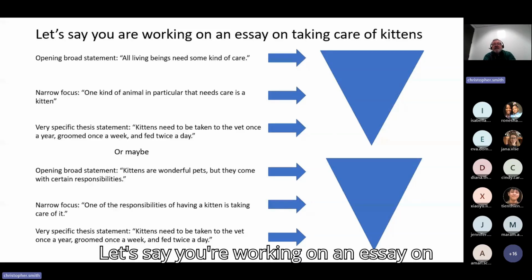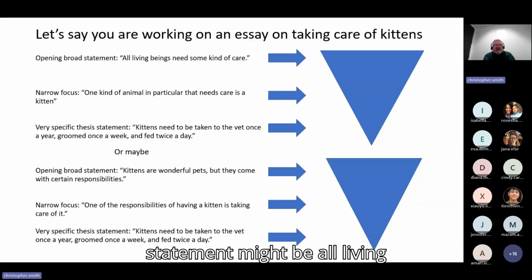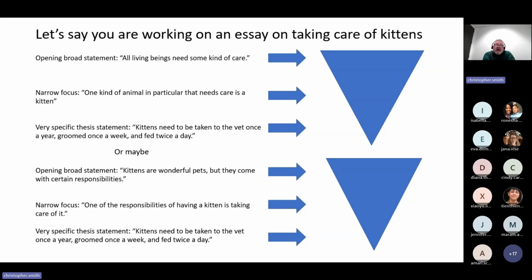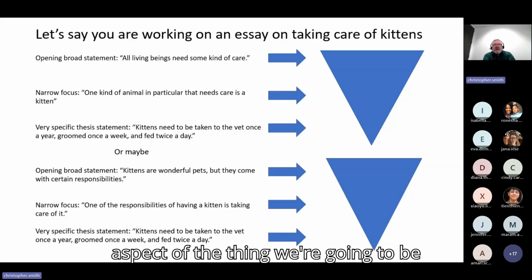Let's say you're working on an essay on taking care of kittens. The opening broad statement might be, all living beings need some kind of care. Yes, that sets us up for an essay on taking care of kittens, but it's a pretty large topic. It could be about feeding children, or it could be about prescription medication. It's a broader aspect of the thing we're going to be looking at.